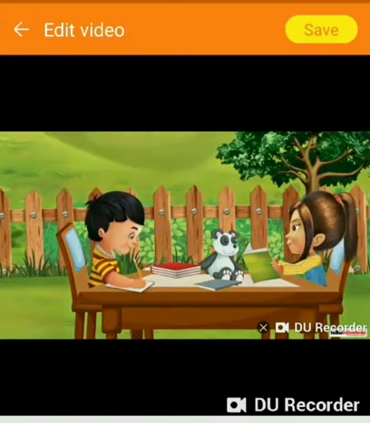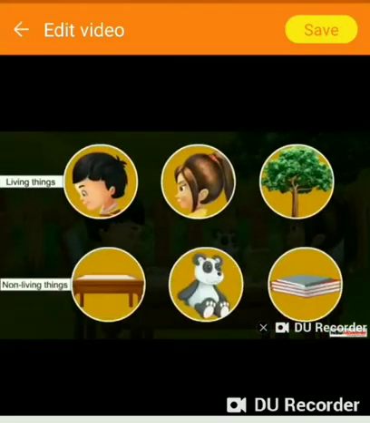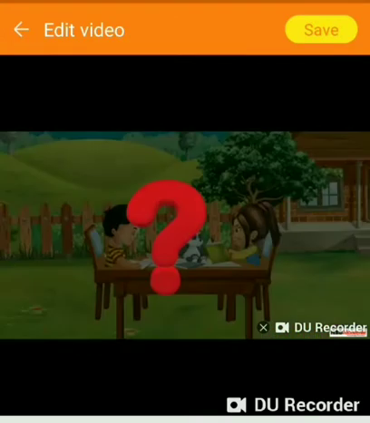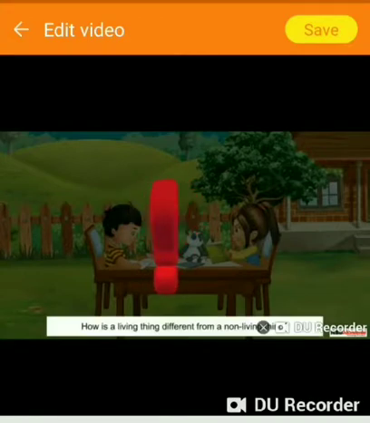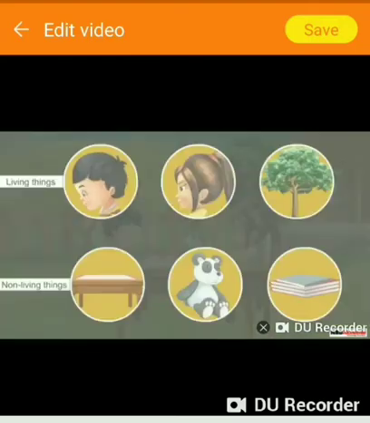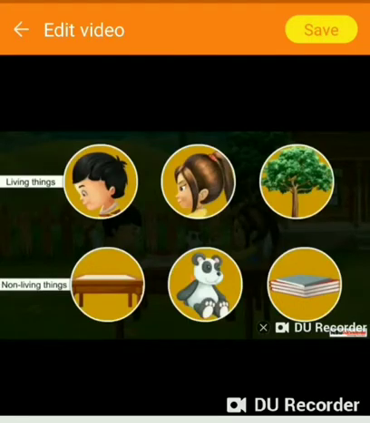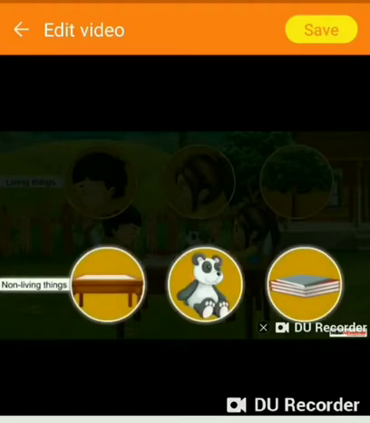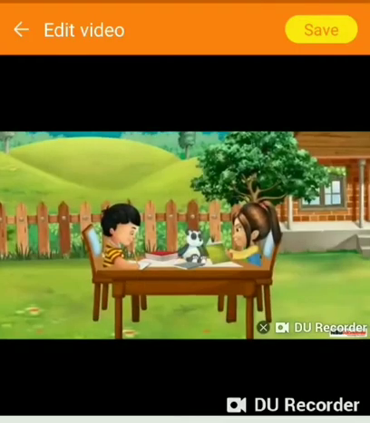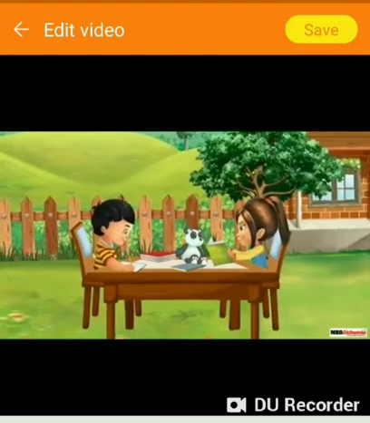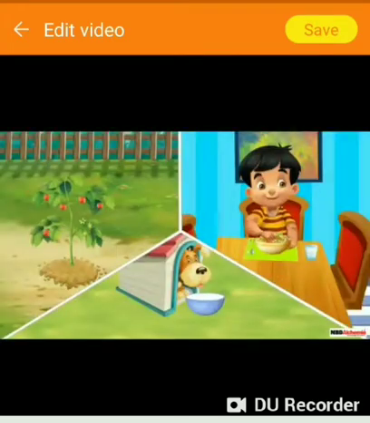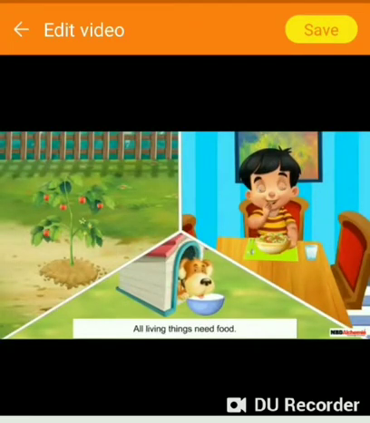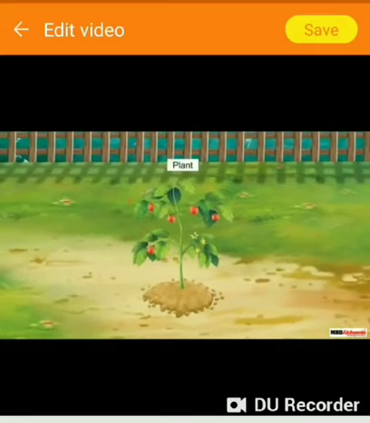Now we learn the characteristics of living and non-living things. How a living thing is different from a non-living thing. Characteristics that living things have but non-living things do not have. First characteristic: all living things need food.